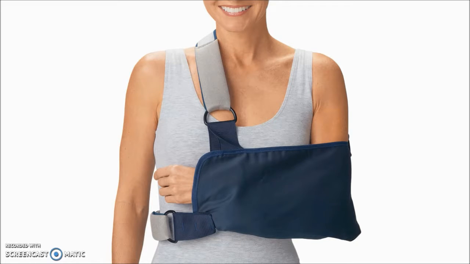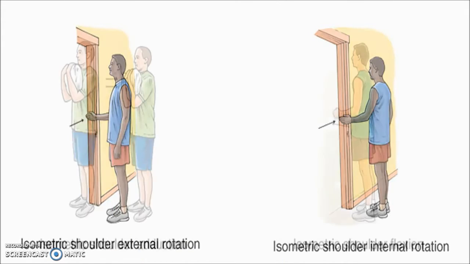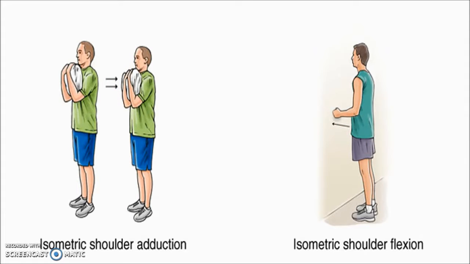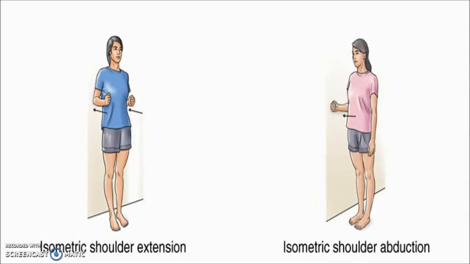After 3 weeks, some gentle movement will be added in, like shoulder external rotation and internal rotation, shoulder adduction and shoulder flexion, and shoulder extension and abduction. Then, after a few more weeks, as long as the healing process is moving along as it should, the intensity of the exercises will increase and resistance is added.